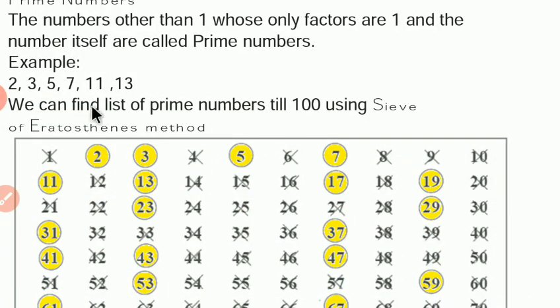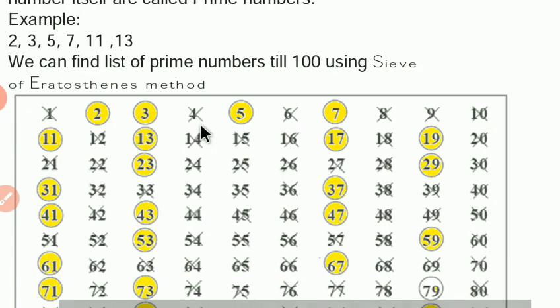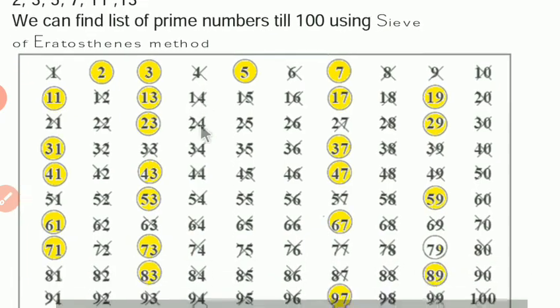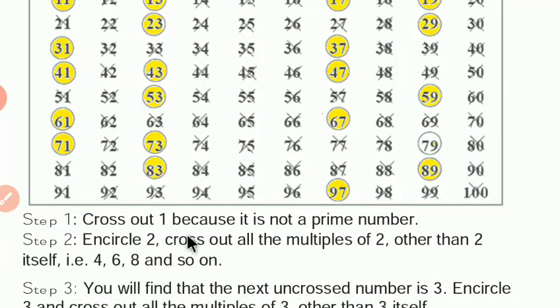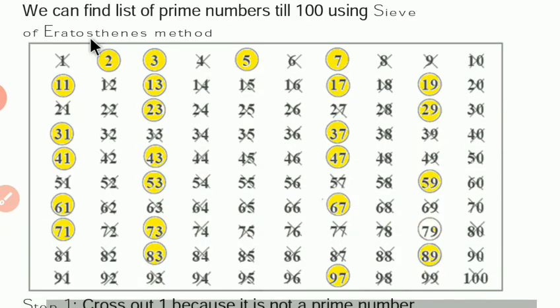Now we'll see how to find the prime numbers till 100, and this is done by using the Eratosthenes method. First we'll write all the numbers from 1 to 100. Step 1: cross out 1 because it is not a prime number.